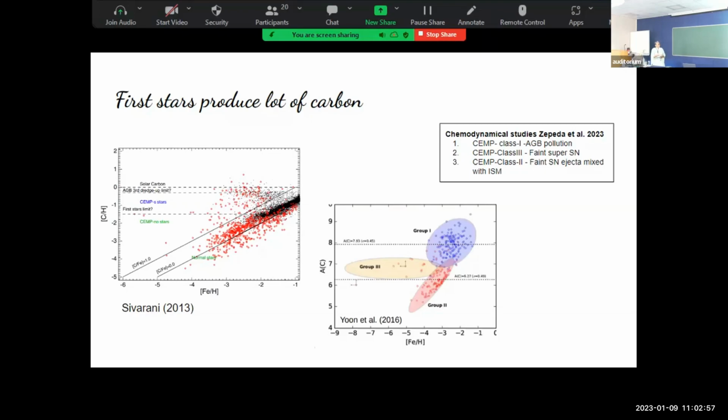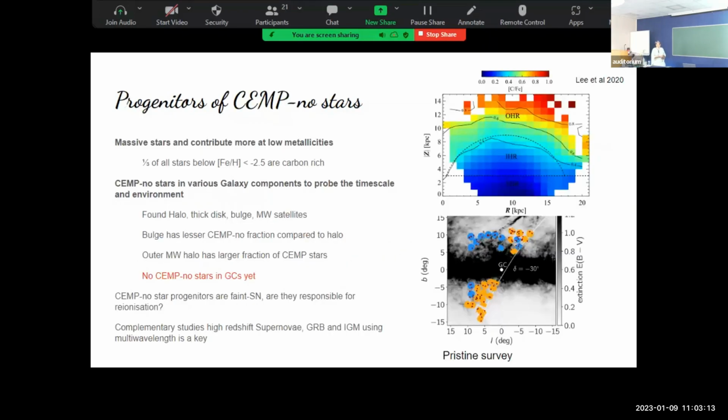But these stars, group 3 and group 2, are found to be carbon-rich and are not in binary systems, and we think they are the direct descendants of the Pop III stars, the first stars. And so we still don't know the progenitors. It's still an open question.